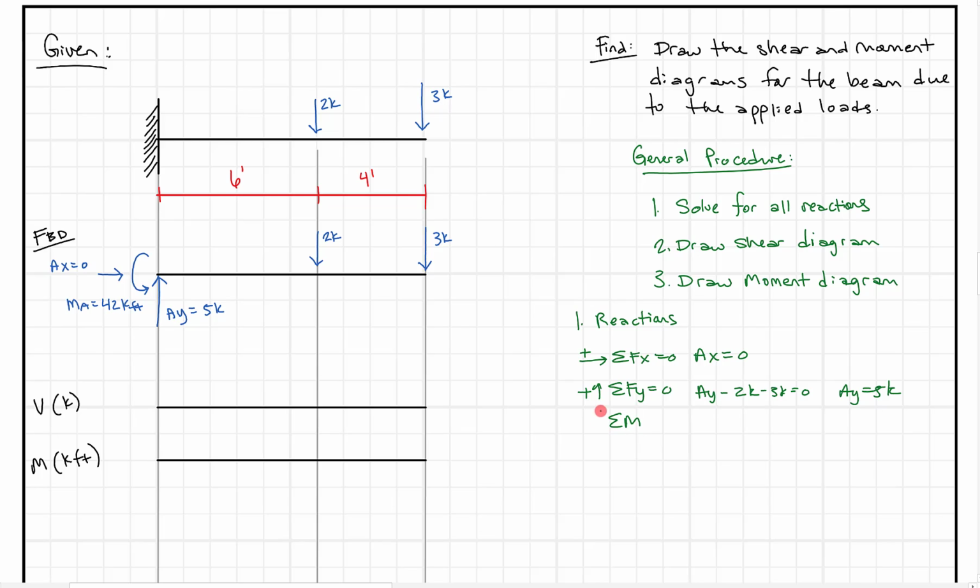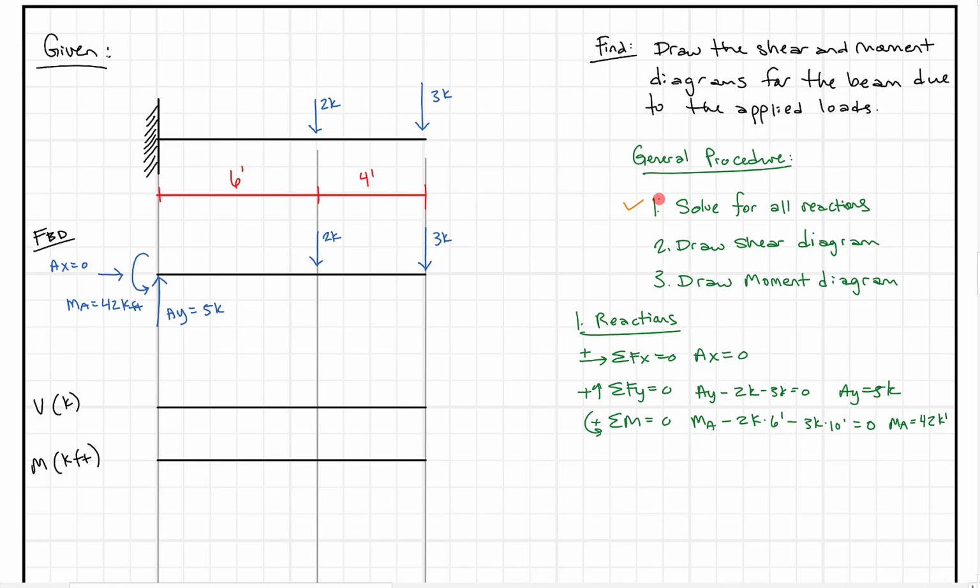And the sum of the moments is similar. Anything that's causing a counterclockwise rotation, we're going to say is positive. So what do we get? We get the moment at A, minus 2 kips times our distance of 6 feet, minus 3 kips times the whole distance of 10 feet. This has to equal 0, so we get the moment at A equals 42 kip-feet. Okay, so that's good. We got our reactions, we solved for those, and we can check box 1.